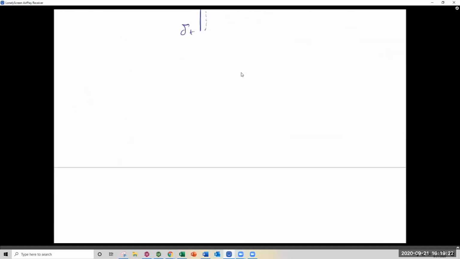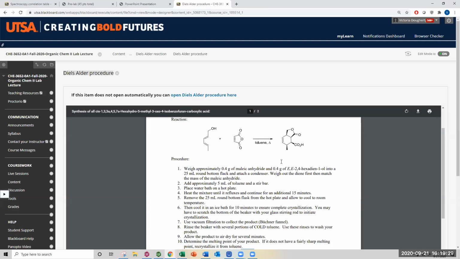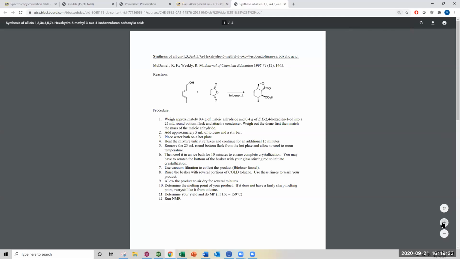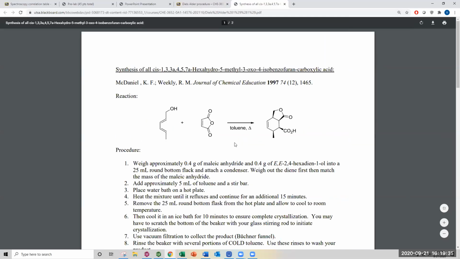All right, let's take a look at what you guys are going to be doing this week. You're going to be watching a video because of stupid COVID. It's actually a really cool lab. We're going to be taking this diene, which has this name. It's an alcohol. We're going to be reacting it with maleic anhydride, which is probably one of the best electrophiles out there. And we're going to be making this compound here.